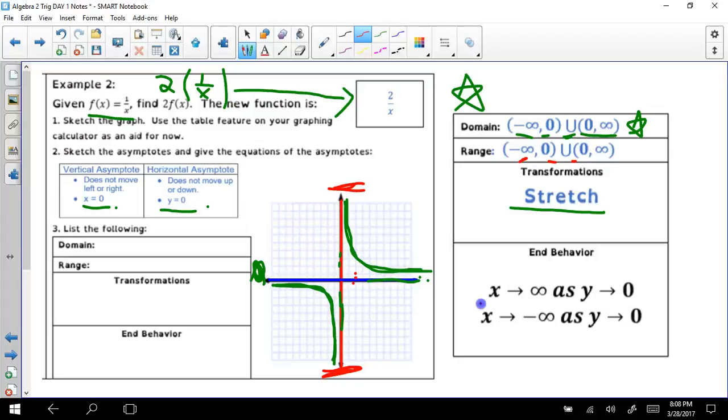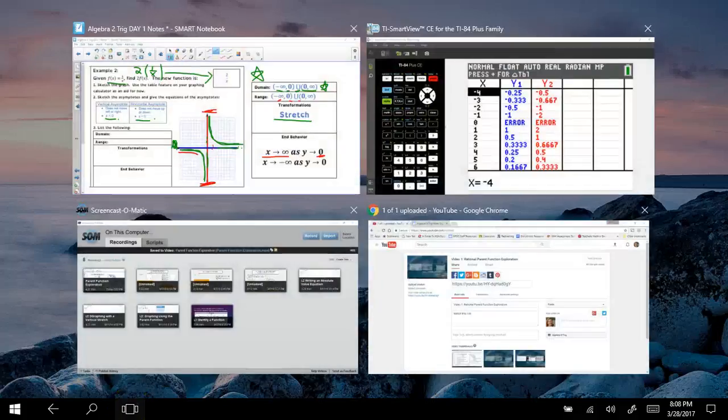But for the end behavior, when x approaches infinity, you're basically telling me what happens to y. As the x values increase, the y values get close to 0. So that's going to be your horizontal asymptote. And when those x values get smaller, going towards the left over here, the same thing's happening. They're approaching y equals 0. So basically, that's example 2. I wanted to go over that first before we start moving things around. So yeah, that's example 2.